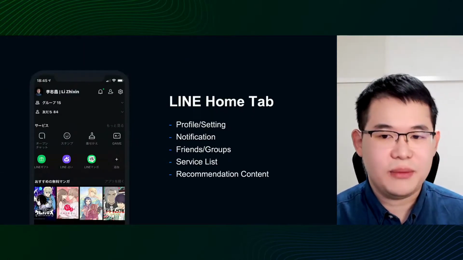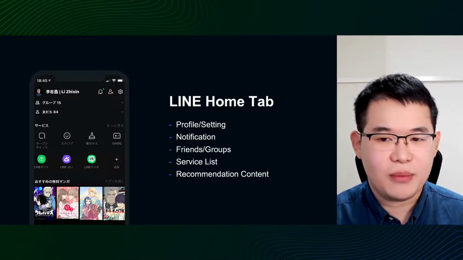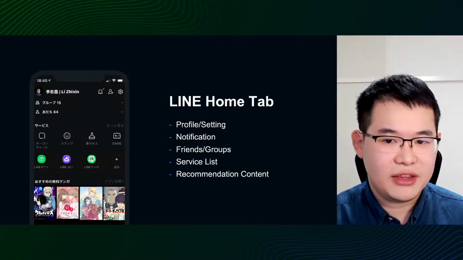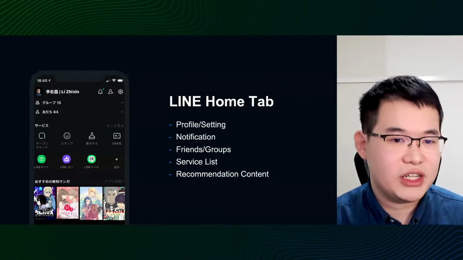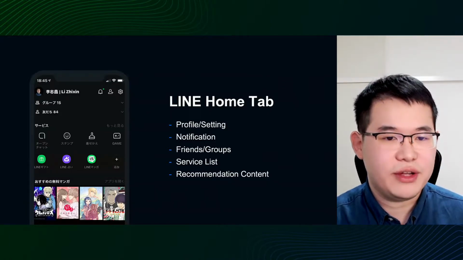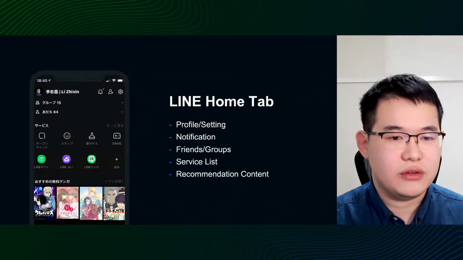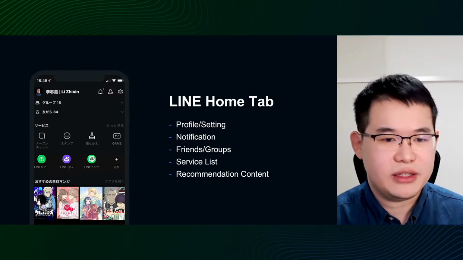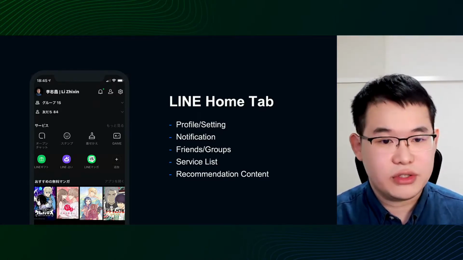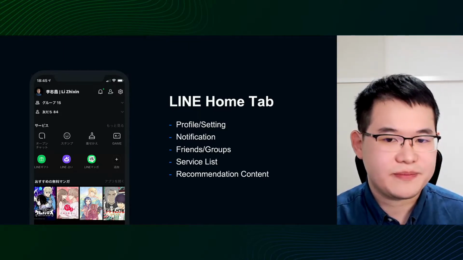I think you may already know about the Home tab. It is located on the first tab of the Line application. There are some important components here, including the user profile, the settings, the notification, which is a bell icon, the friends and groups you have, and the service list that gathers a lot of Line services and some third-party services that users can customize on the Home tab. Under the service list is today's topic, the recommendation content.